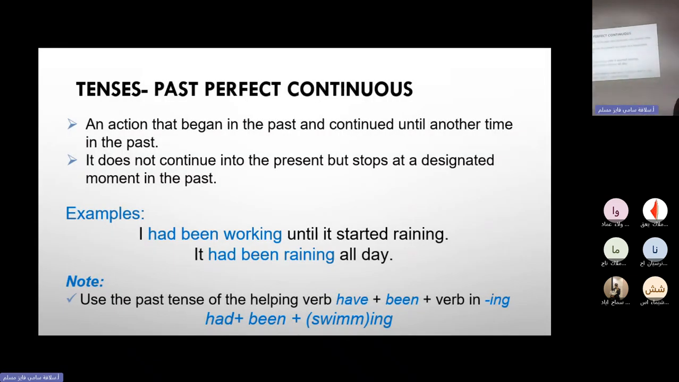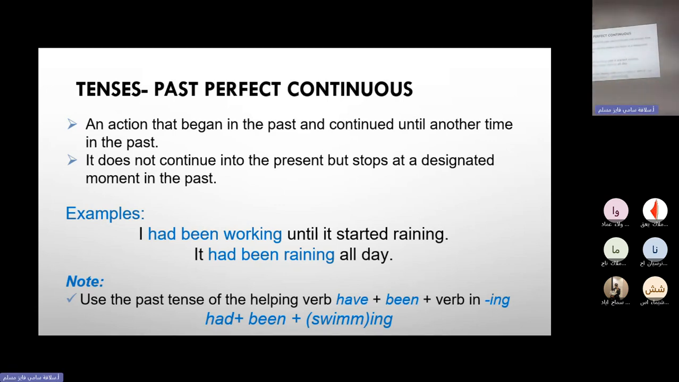Past perfect continuous. When do we use it? For an action that began in the past and continued until another time in the past. It has no relation to our present, it all happened in the past. Okay? Example, kids. I had been working. Had for the past, been for the perfect, and working for the continuous. The next one.